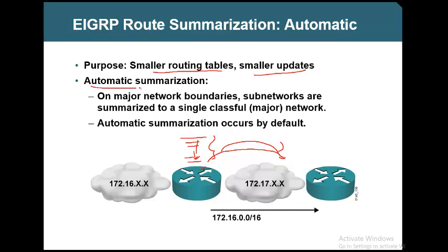You can enable automatic summarization if you want in the newer version. In the older version, it is enabled already by default. You might have seen every time when someone configures EIGRP, they'll say no auto summary, meaning they are canceling the automatic summarization. Putting no, you are canceling this automatic summarization.